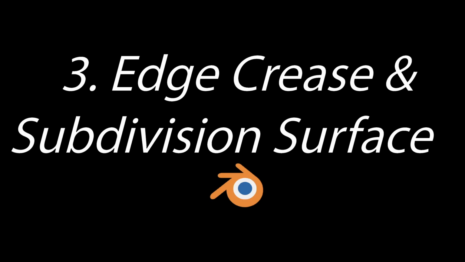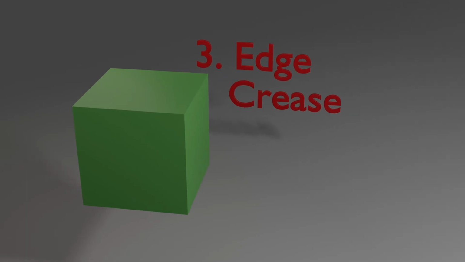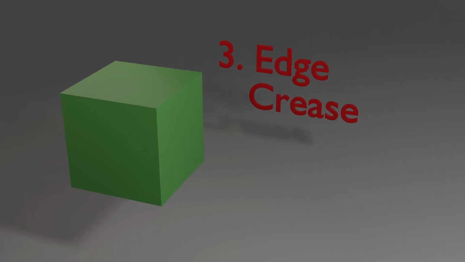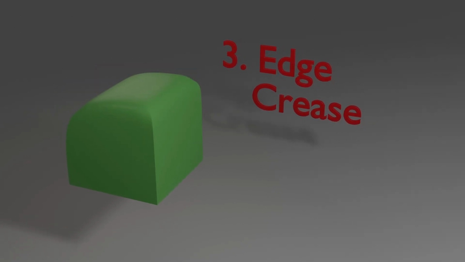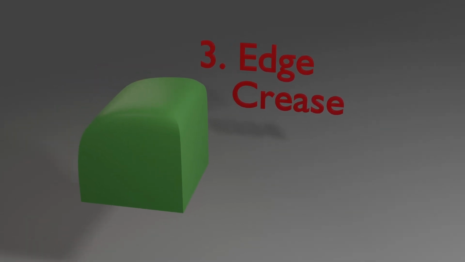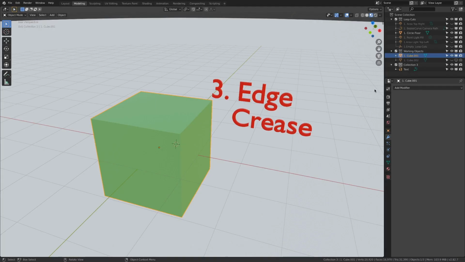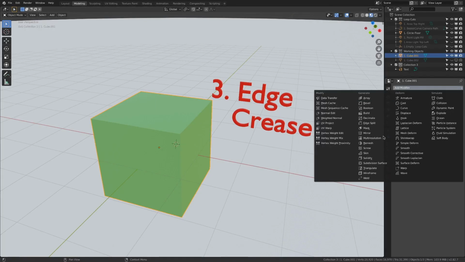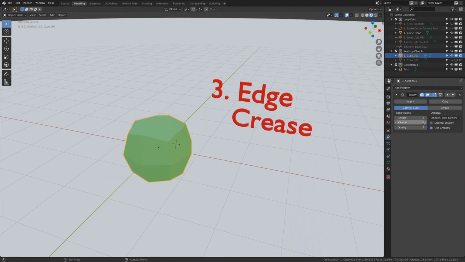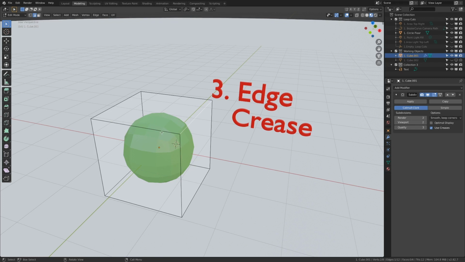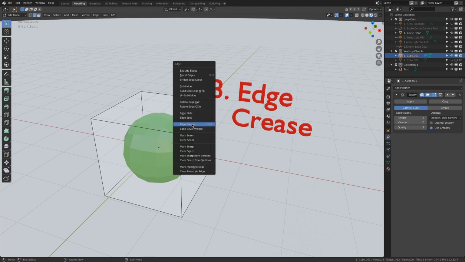A third way is to use edge crease with subdivision surface. So if I start with subdivision surface, we're getting familiar with this now. Essentially, around the outside, we've got a whole bunch of edges. That's the real geometry. So if I go Control E, it brings up the edge menu.